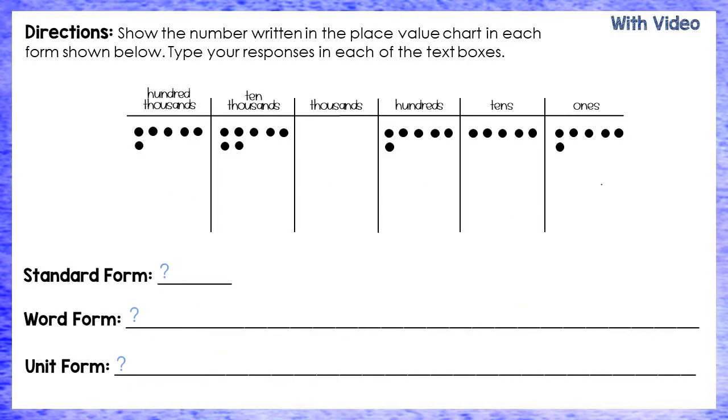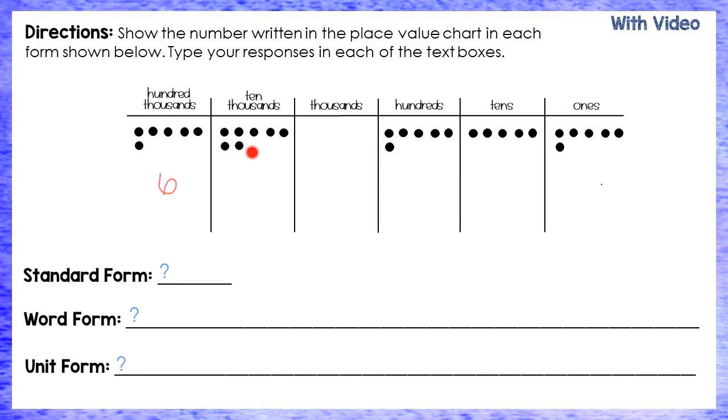Now we're going on to the next slide with the video. The directions are the same. Show the number written in the place value chart in each form shown below: standard, word, and unit. Type your responses in each of the text boxes. The blue text is always where you can type in your responses. Again, to figure out standard form, we're going to look and see how many do I have in the 100,000s place? Go ahead and count them. I have 6.